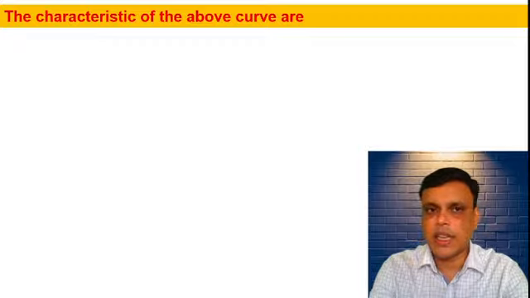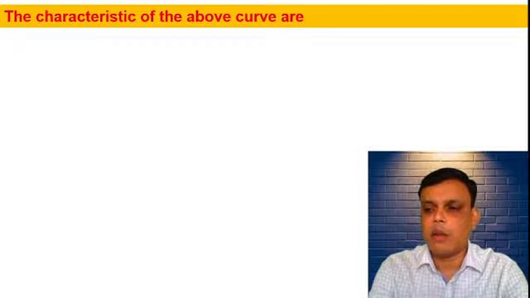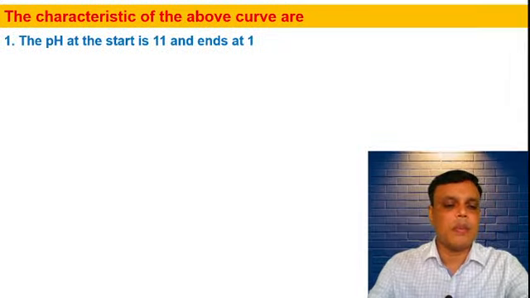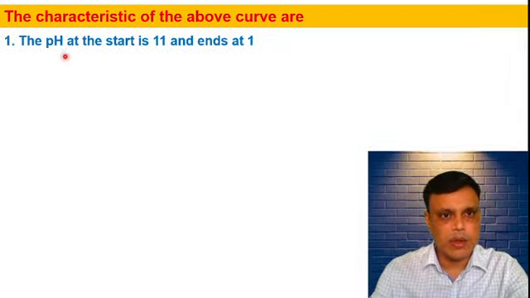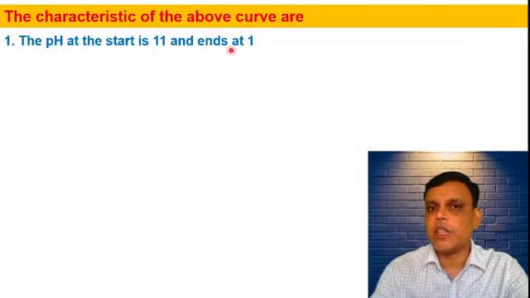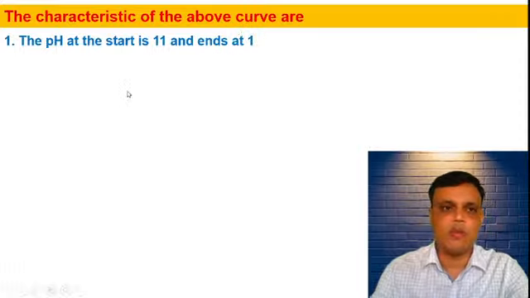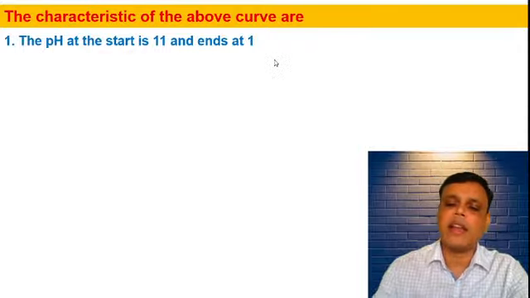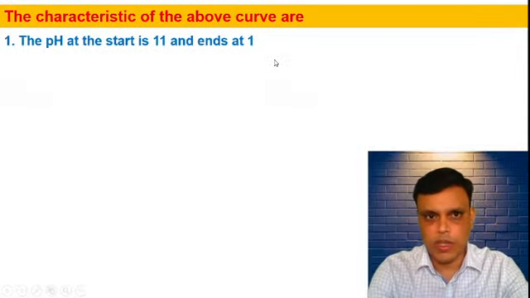Okay, so we will see the characteristics of the above curve, which is strong acid and weak base. The first characteristic is that the pH at the start is 11. This is very important. The pH at the start is 11, that is basic pH, and it ends at pH 1. The reaction will complete at pH 1.